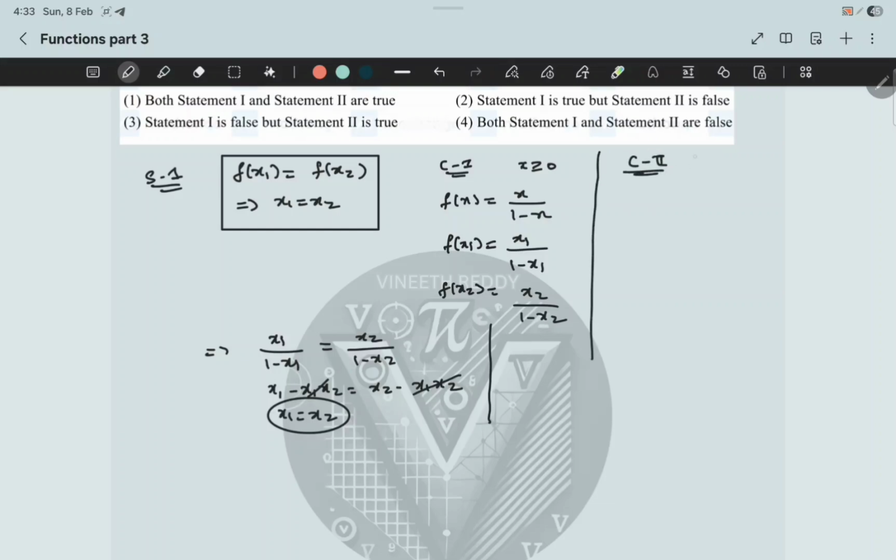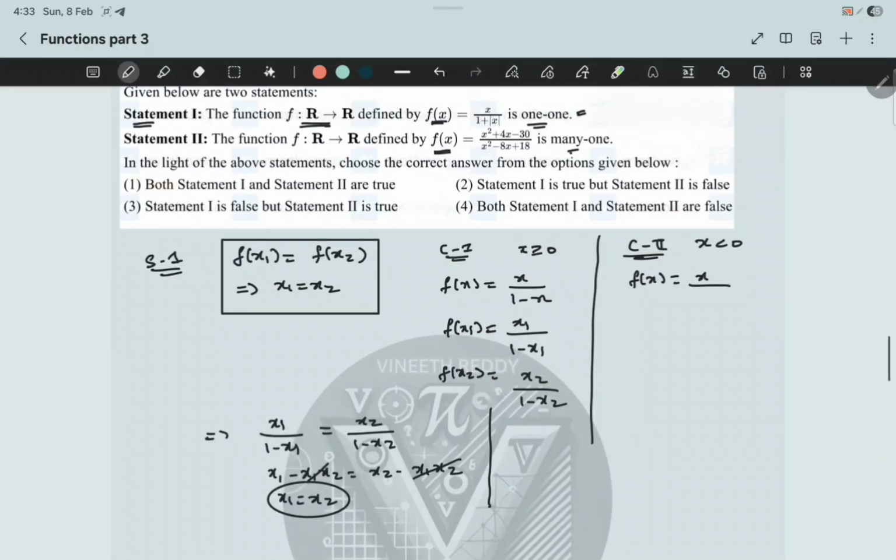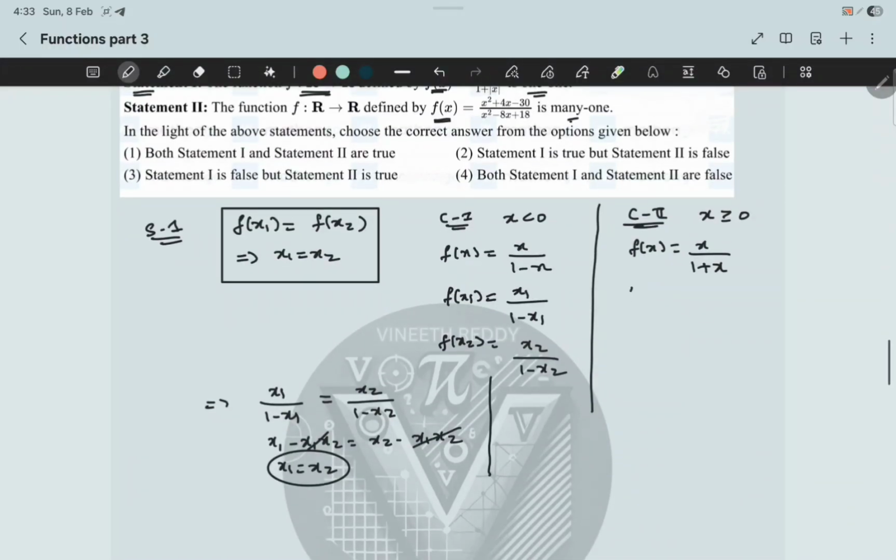Case 2 is if x is negative. So then f of x should be x by... I'm sorry, case 1, see I have taken 1 minus, so let us take x less than 0. Case 2 we take because we took mod x as minus x, so mod x is equal to minus x if x is negative, I'm sorry. Case 2, if x is greater than or equal to 0, that means it should be 1 plus x, okay? So kindly make the changes, dear students.